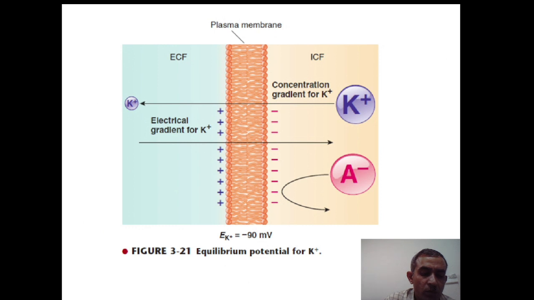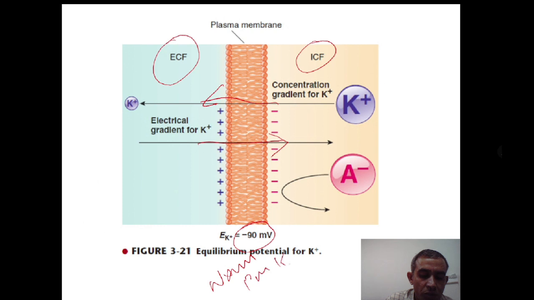Number 1, in the ECF and ICF, the concentration of the potassium ion is much higher in the ICF as compared to the ECF. So based on this there is a concentration gradient and an electrical gradient. Both are in opposite directions. They are balanced at minus 90 millivolt, and that is called the Nernst potential of potassium.